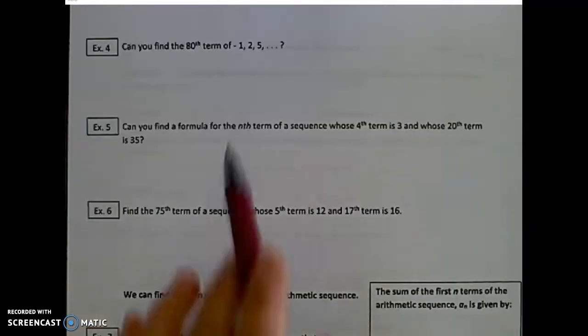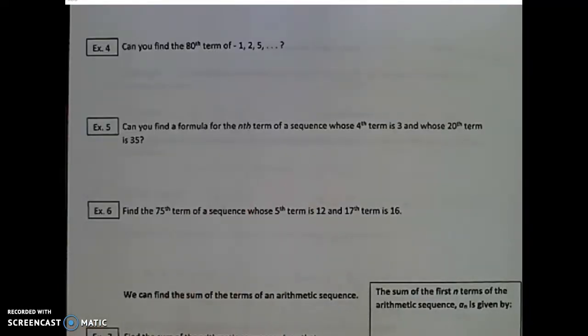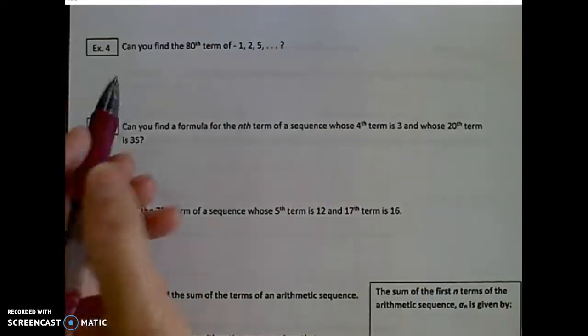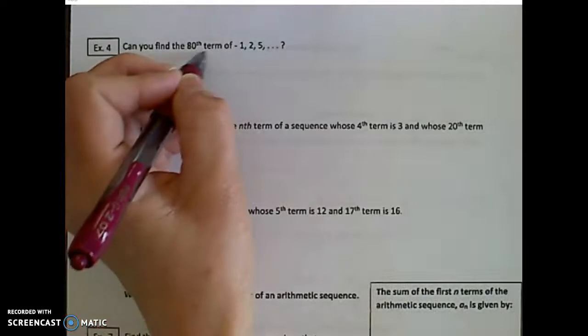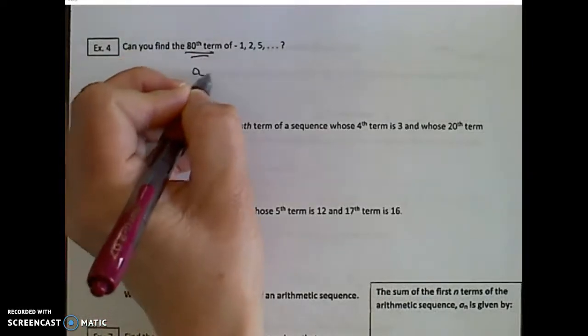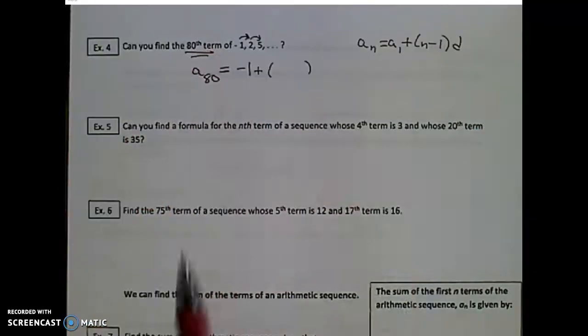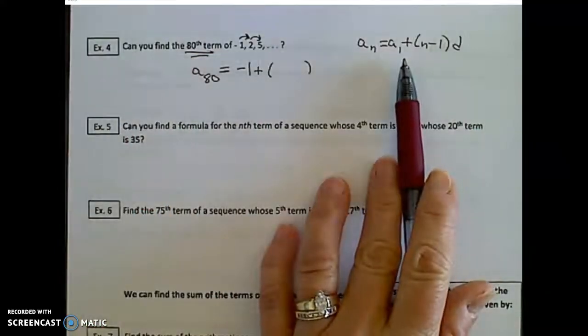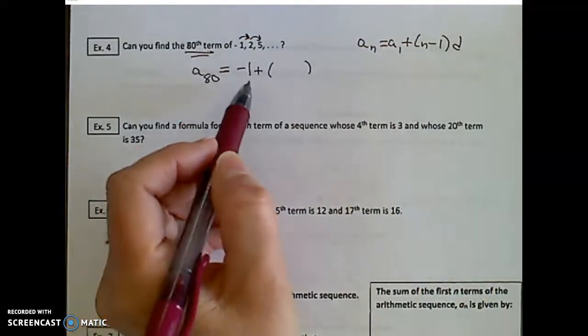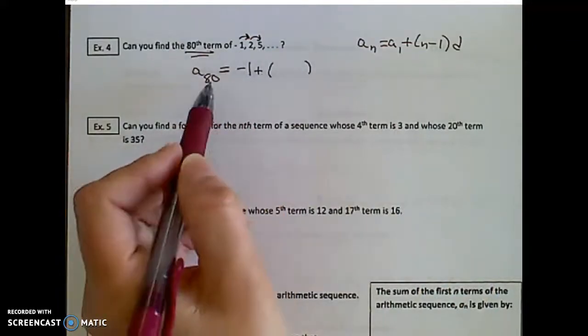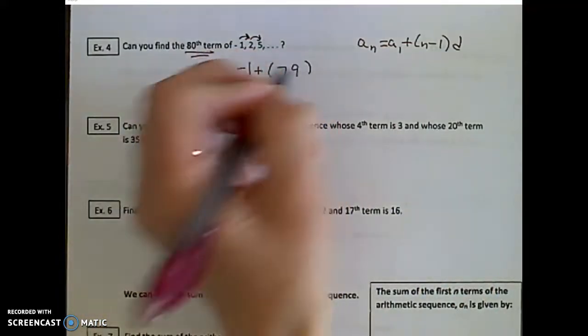Let's look at a few more cases where we can use that formula for the general term. I'll get you started, and I'm going to pause here and there so you can think through a few things. Can you find the 80th term of the sequence, a sub 80, using that general term formula? Please take a moment. Okay, again, using that formula, the 80th term will be the first term, negative 1, plus only 79 of those differences.